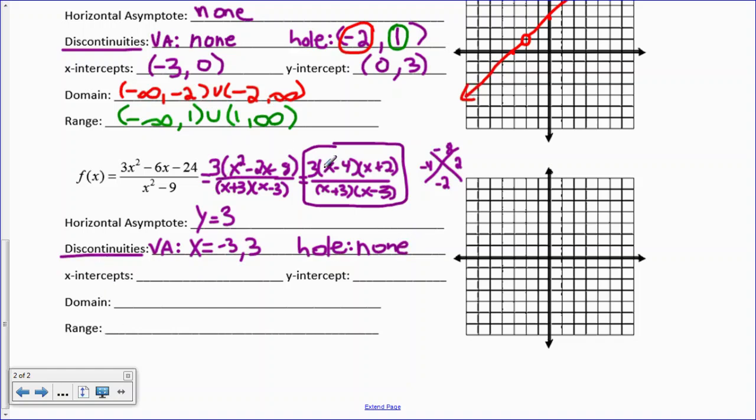x-intercepts come from the numerator. I have two x's, that means I'm going to have two x-intercepts. Remember, you're going to solve for them the same way we did down here. We're going to set them both equal to 0.